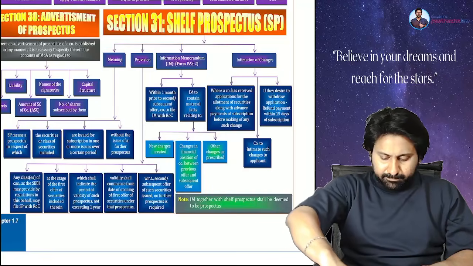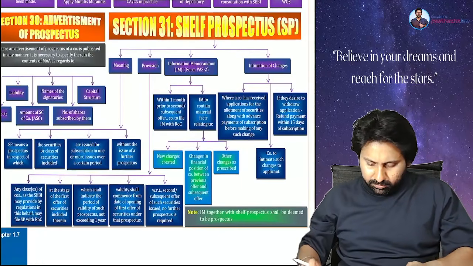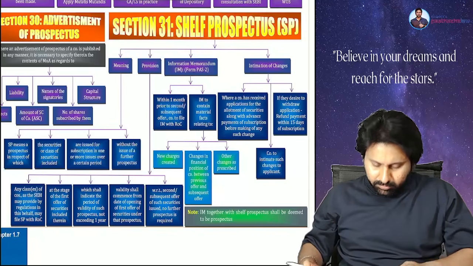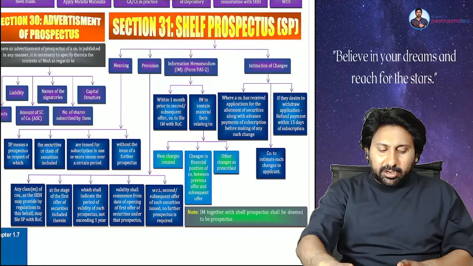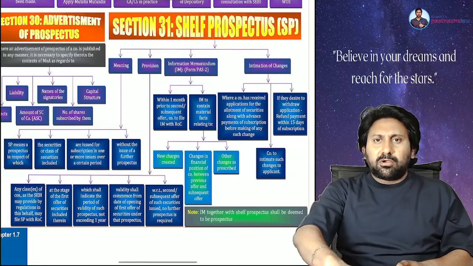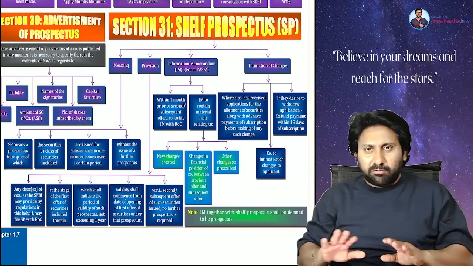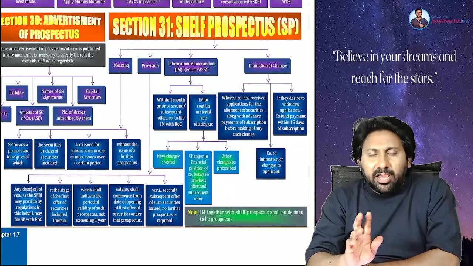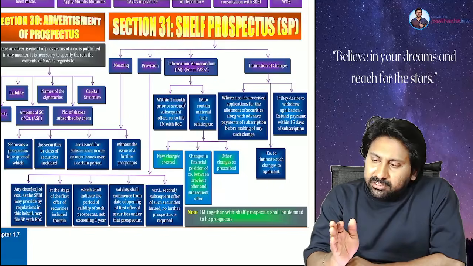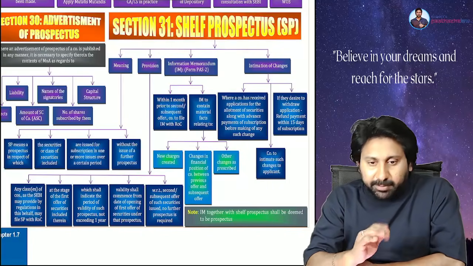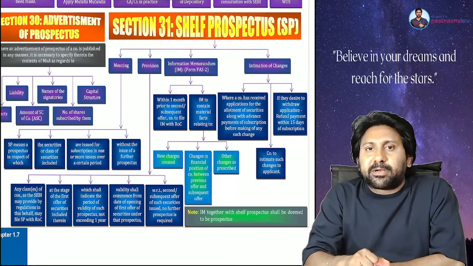So see here. Let me explain the purpose of red herring prospectus and shelf. Concepts are very simple. Max 5 minutes each will complete. Red herring prospectus is a prospectus which is issued 3 days prior to the issue of prospectus. Simply to tell, what is the purpose of a red herring prospectus?